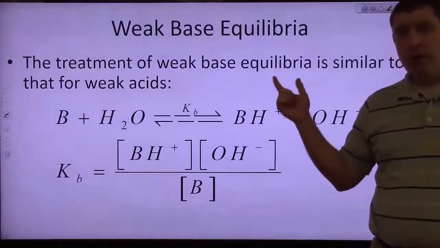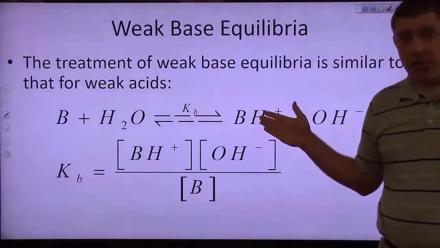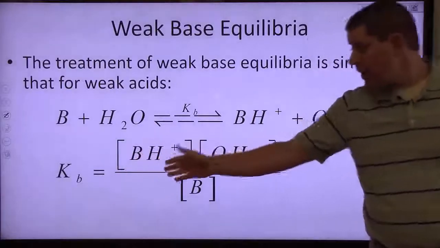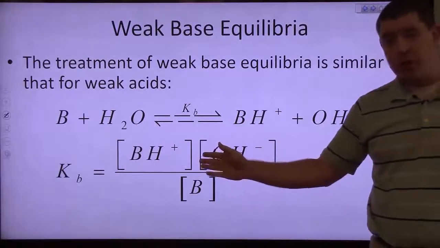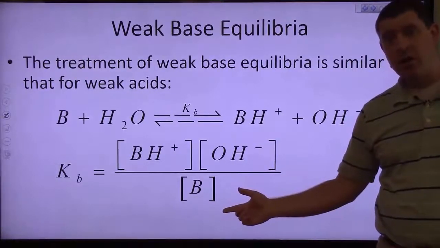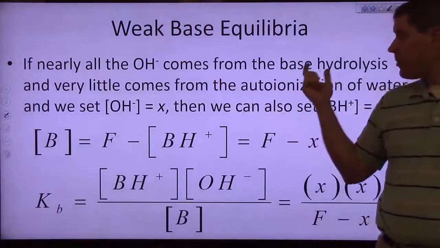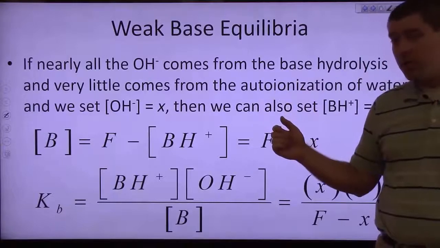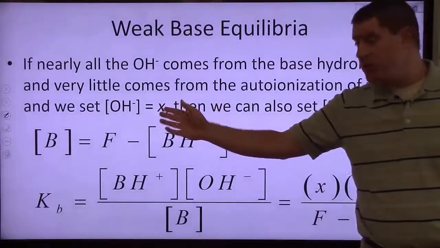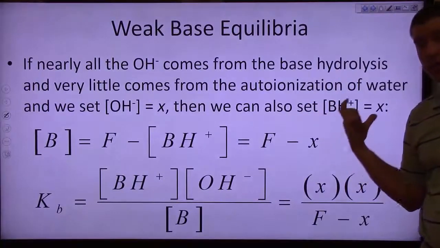Now the treatment of weak base equilibria is similar to that for weak acids. Instead of an acid dissociation, we have the base hydrolysis reaction, and we can then write Kb is equal to the concentration of BH plus, our conjugate acid, times the concentration of hydroxide ion divided by the concentration of our unprotonated base. Now, if nearly all of the hydroxide ion comes from the base hydrolysis and very little comes from the autoionization of water, and we set the hydroxide ion concentration equal to X, then we can also set the concentration of our protonated form equal to X.